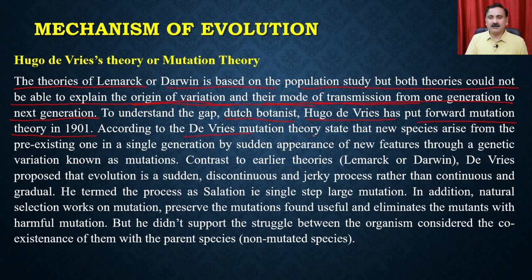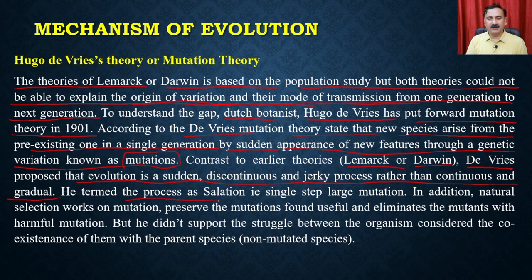According to de Vries, the mutation theory states that a new species arises from a pre-existing one in a single generation by the sudden appearance of a new feature through a genetic variation known as mutation. So what he said is that evolution is not a slow process. It happens all of a sudden because of some kind of environmental change. It causes a mutation in the germ plasm, and because of that the new species appears. In contrast to the earlier theories, whether the Lamarck theory or the Darwin theory, de Vries proposed that evolution is a sudden, discontinuous and jerky process rather than a continuous and gradual process.